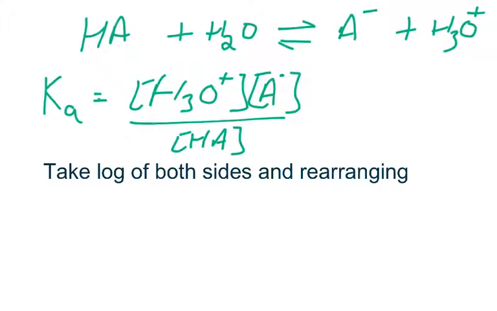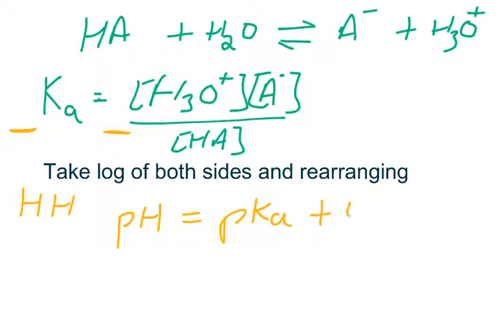If you take the log of both these sides right here, and you do some simple rearranging, you will get something called the Henderson-Hasselbalch equation. And that equation simply states that pH is equal to pKa plus log of the concentration of A- over the concentration of the weak acid. Okay? And this equation is very, very important in solving buffer problems, simple buffer problems or more complex ones.